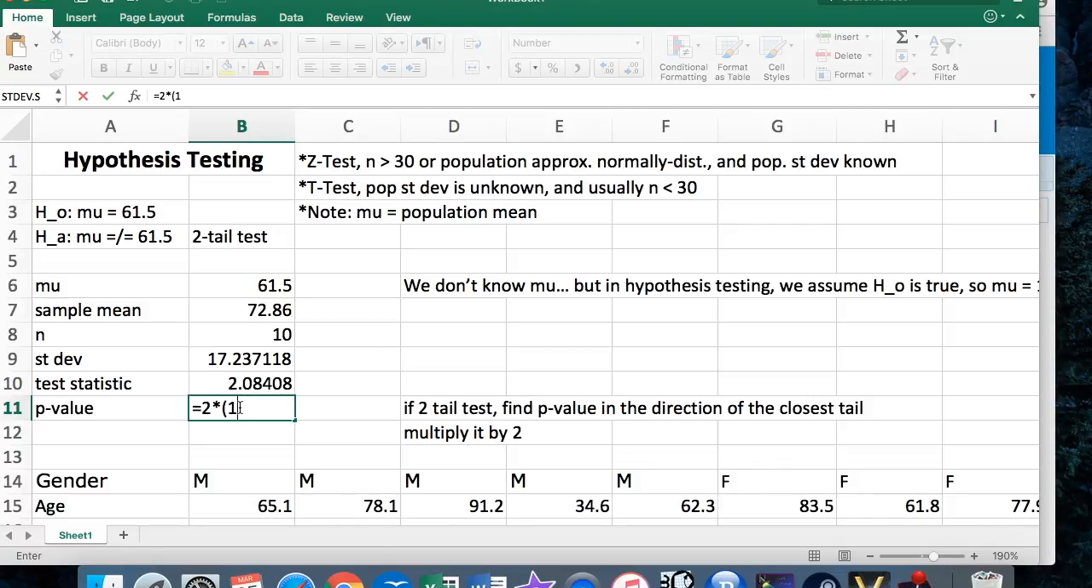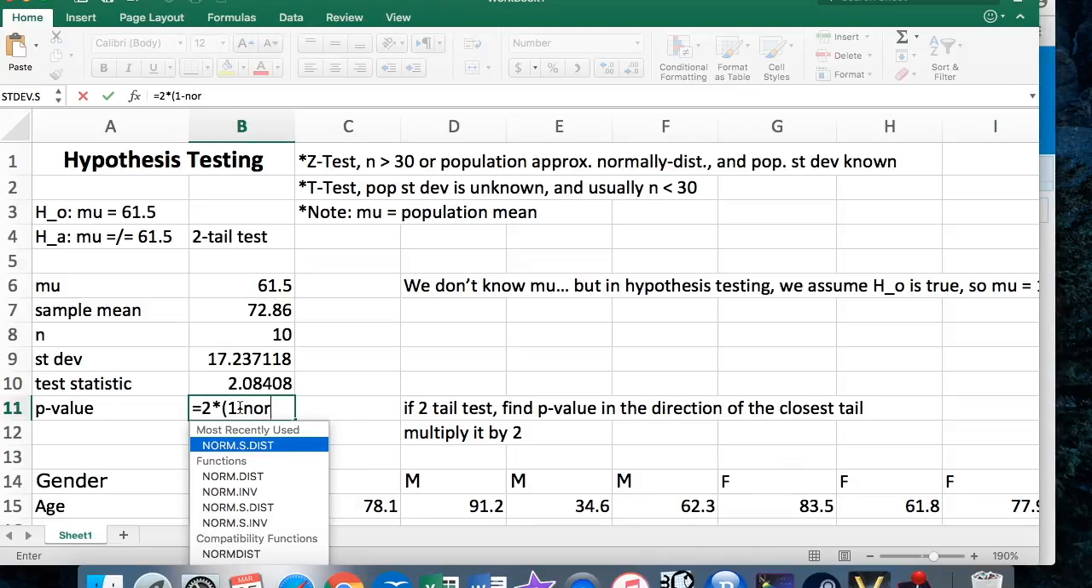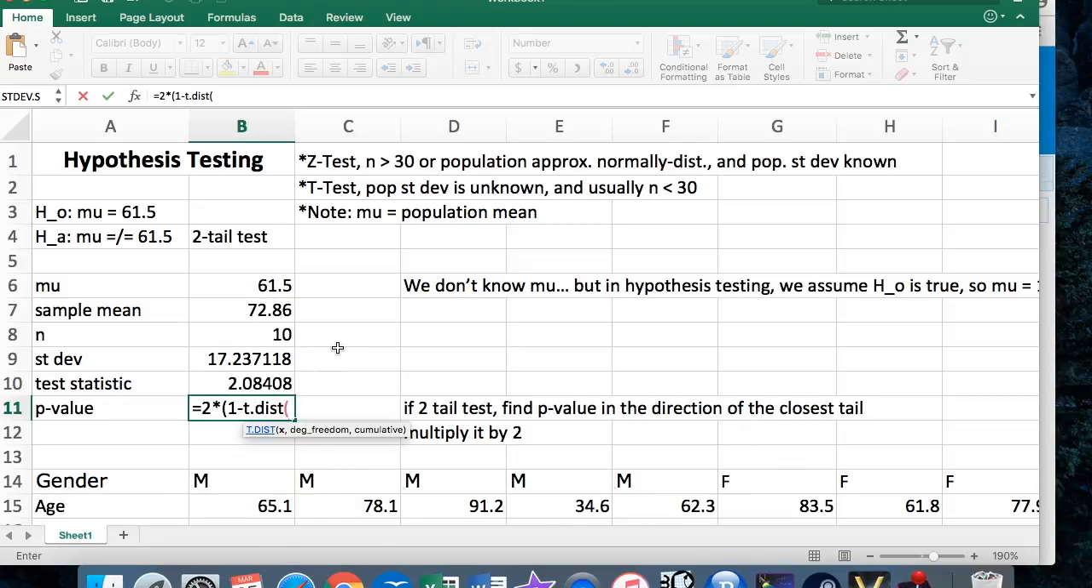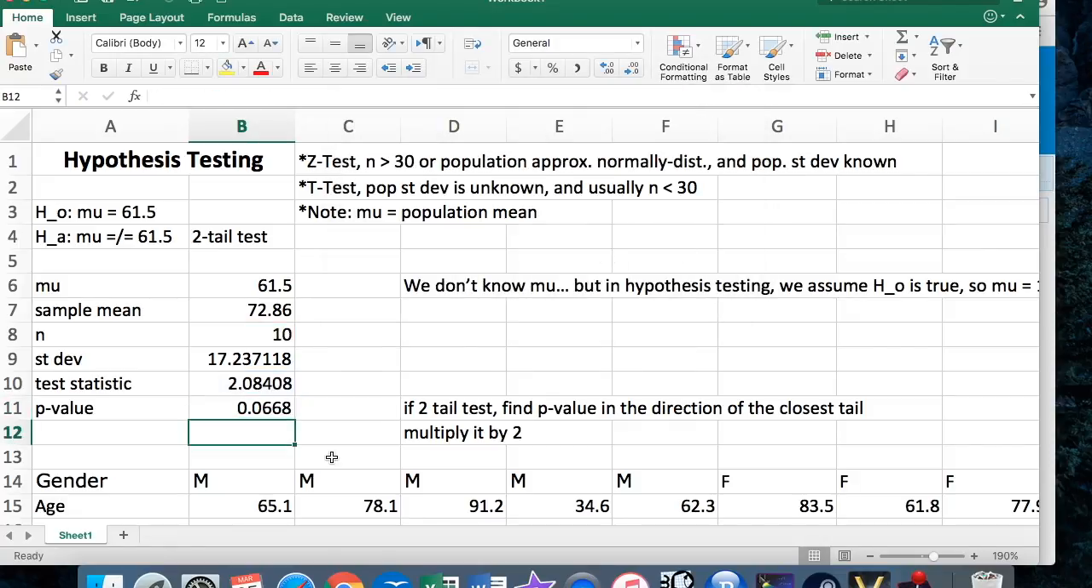So again, it's to the right, so you have to do the 1 minus, now it's not NORM, it's T.DIST, because we're doing a t-test. So it's 2 times 1 minus T.DIST of your test statistic, the degrees of freedom, which is your n minus 1, and cumulative. All right, and again, just like last time, I forgot that parenthesis, but I just said yes because it adds it for me. And there we go, that's my p-value.